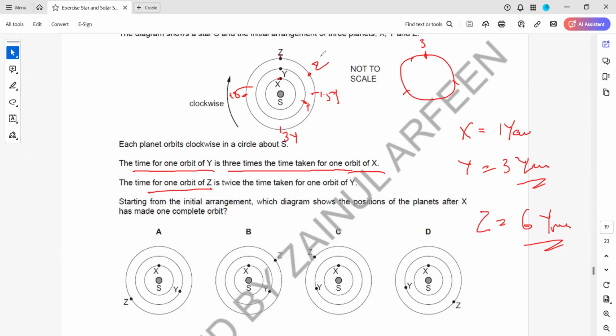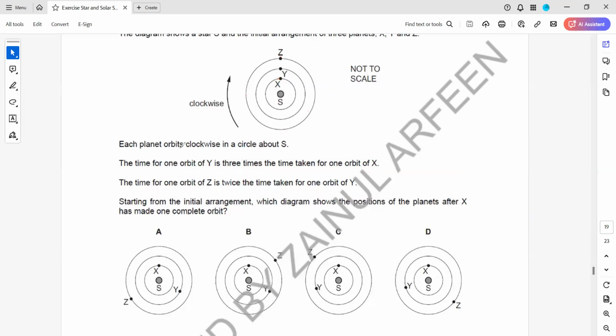Is it clear? So you divide the orbit into different intervals, and comparison is there. We can take any random values. If X takes 2 years, the orbital time of Y is 3 times, so Y will take 6 years. And Z is twice that of Y, so Z will take 12 years.